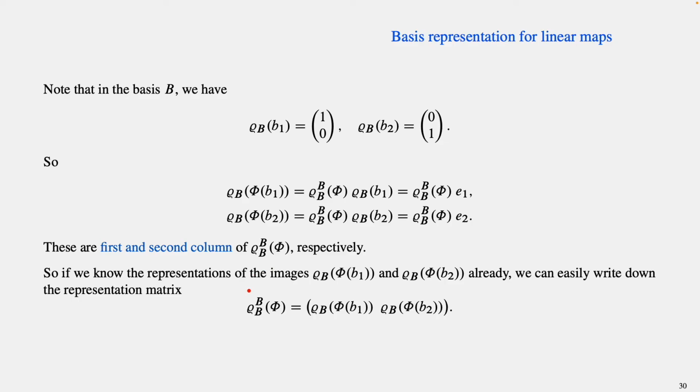So if we have some problem where the information we are given are the images of B1 and B2 under this linear map phi, and we have this represented in the basis B, then we can easily write down this representation matrix rho BB of phi by simply taking these two vectors here and writing them as columns in this matrix.